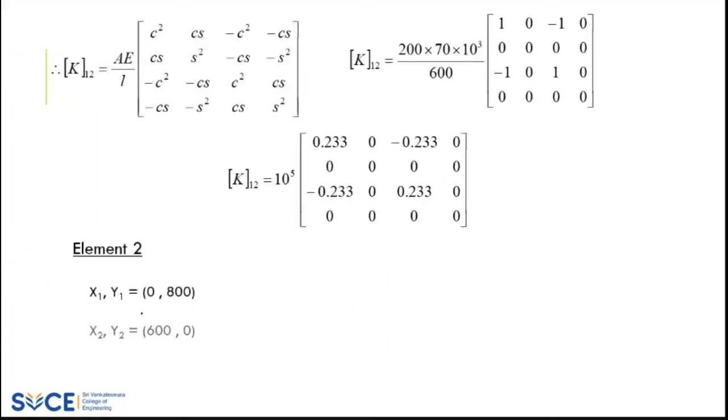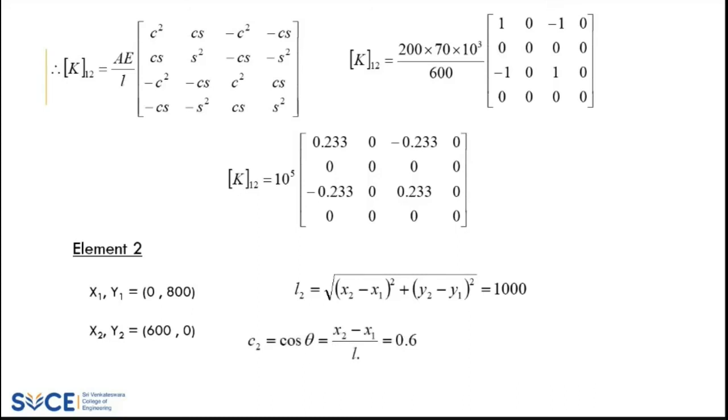So if I consider element 2, x1, y1 is 0, 800 and x2, y2 is 600, 0. So based on that nodal connectivity, we are writing these coordinate points. Now L2, again root of (x2 minus x1) the whole square plus (y2 minus y1) the whole square. So we'll get 1000. And your C, x2 minus x1 divided by L, you are getting 0.6, and y2 minus y1 divided by L, which is minus 0.8, right? So these are my values.